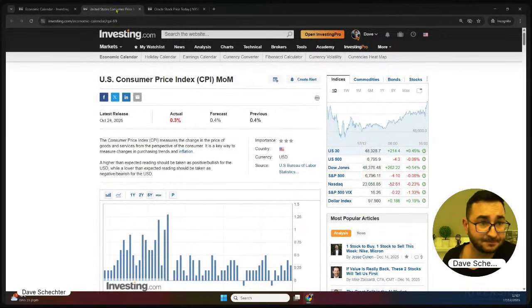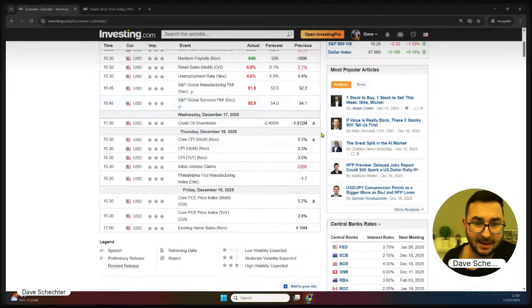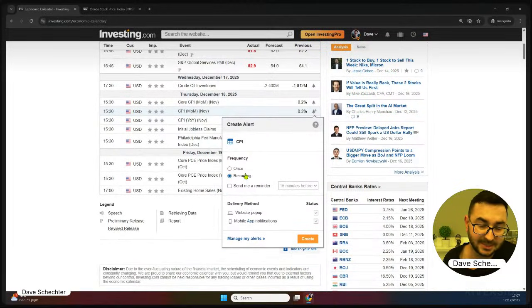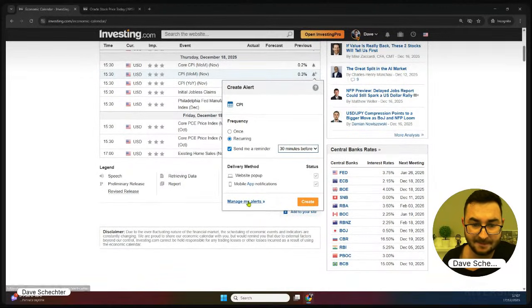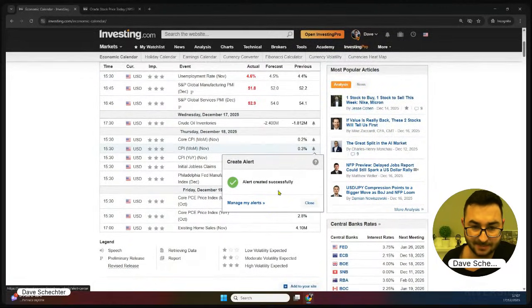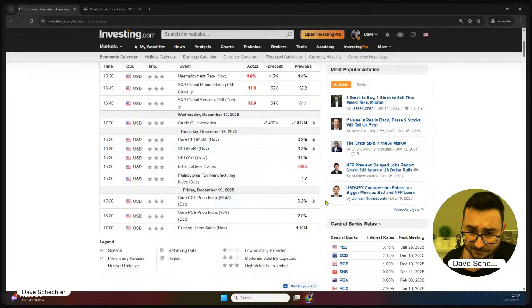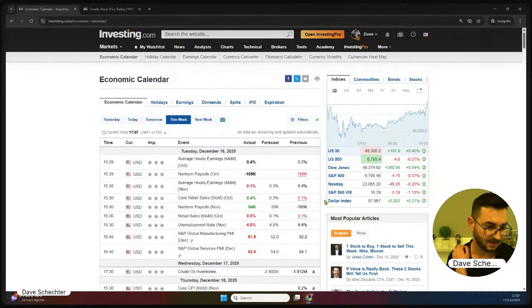So let's say that I wanted to go ahead and set an alert to be notified of this particular announcement. All I need to do is click on the bell icon. I can choose to set this alert either once or recurring if it is a recurring announcement, and I can set a reminder at any time range that I want. Let's say I want to know 30 minutes ahead. Then I'm going to create the alert, and I see that it's been successfully created. I'm going to show you in a little bit where you can modify and manage all of your alerts, but before I do so, I wanted to show the other types of calendars that we offer here.